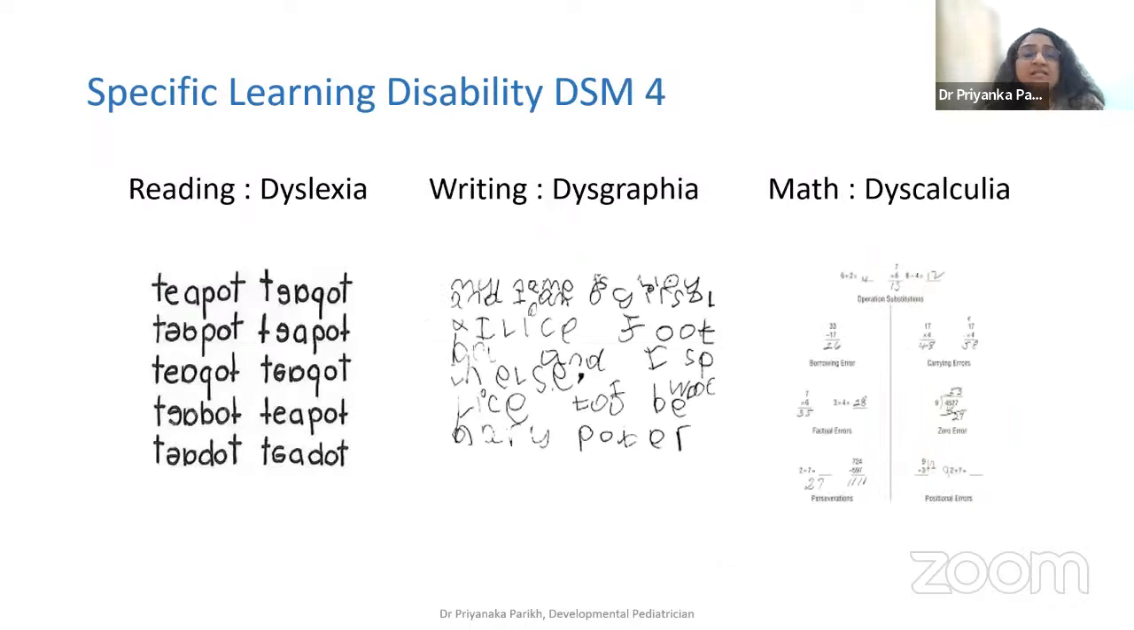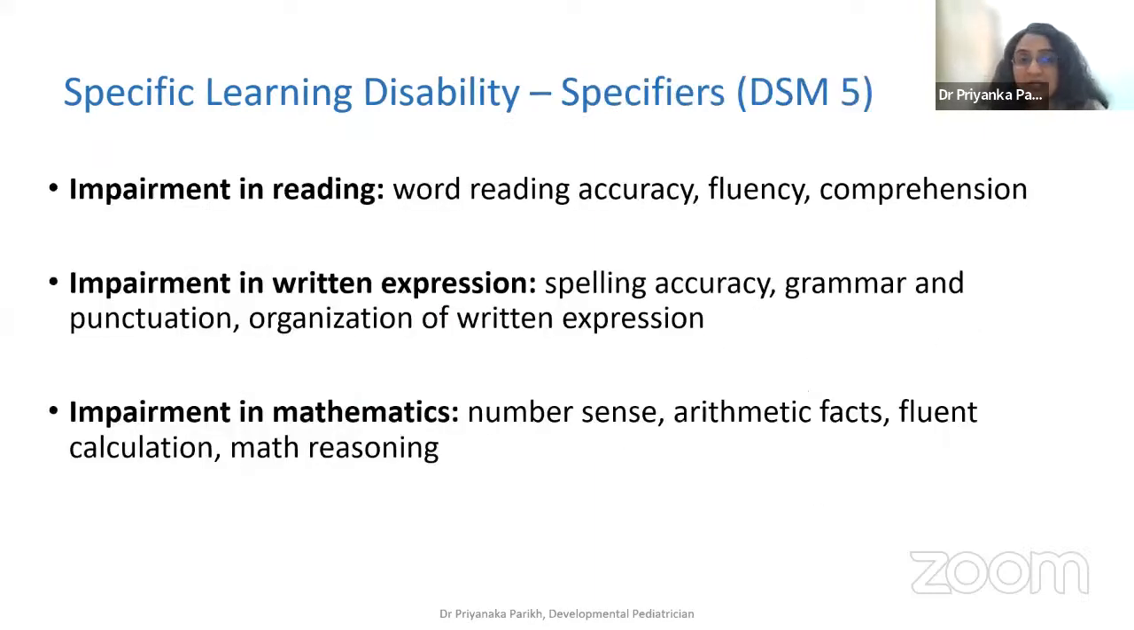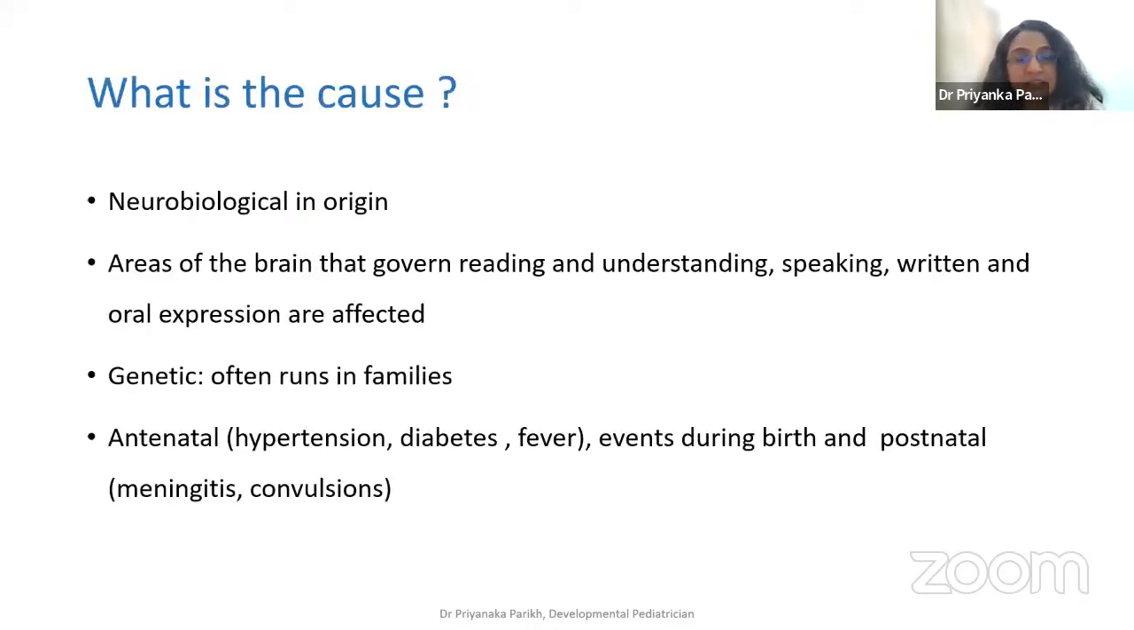So as per DSM-4, the reading disability was called dyslexia. The writing difficulty was called dysgraphia, and the math difficulty was called dyscalculia. But now with the DSM-5, specific learning disability is one umbrella term with specifiers. So it is SLD with impairment in reading, or with impairment in written expression, or with impairment in mathematics.